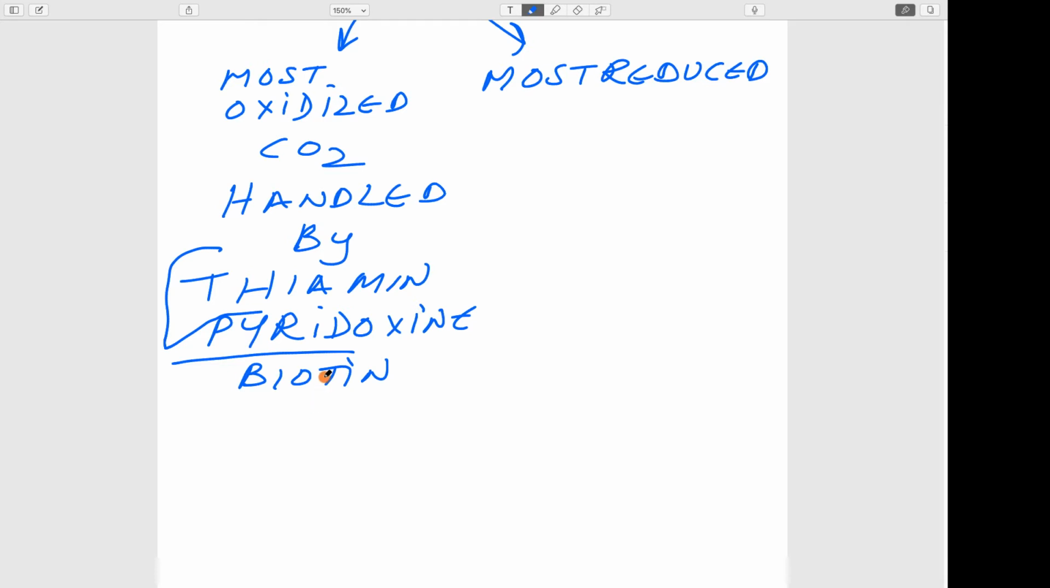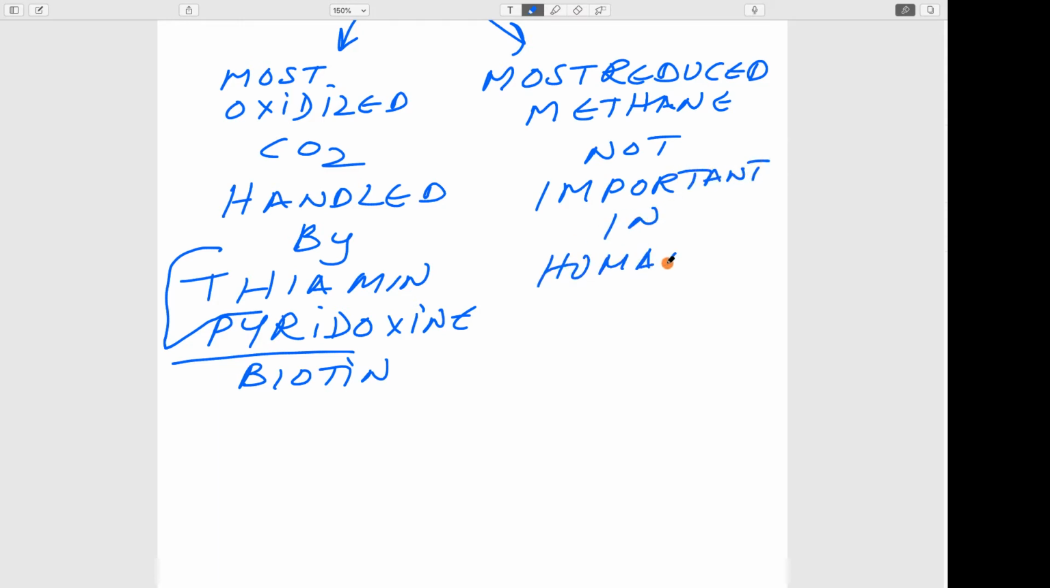Okay, then the most reduced is methane. Methane is not important in human beings. So that is the most reduced and most oxidized.